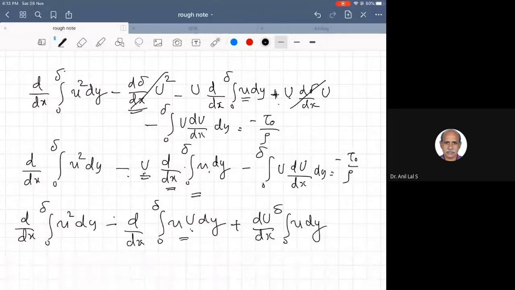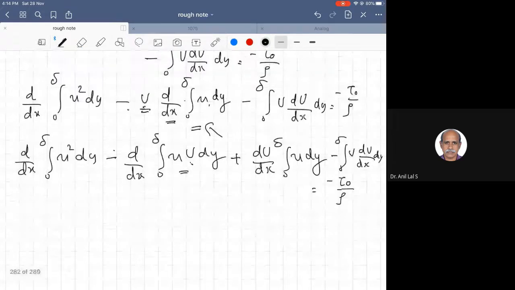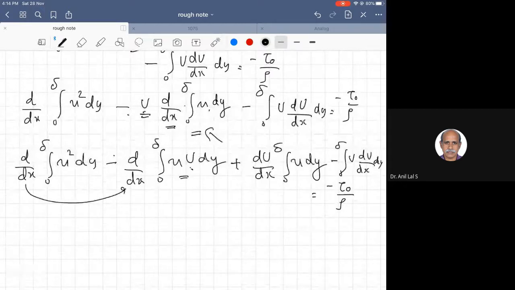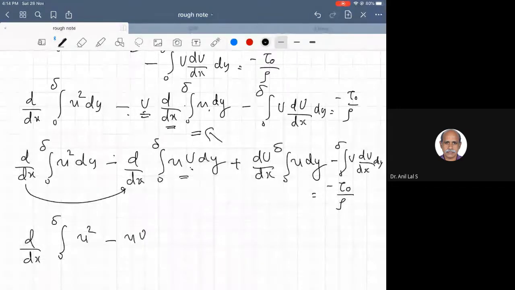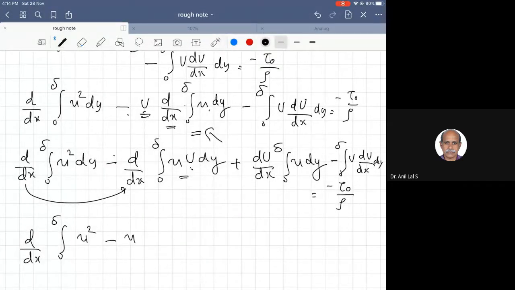So the differentiation of u gives an extra term, with this taken as constant, so without differentiation. These two terms together will bring this term. Then minus the integral from 0 to delta of capital U du by dx dy is equal to minus this. We have almost reached. Now this d by dx and this d by dx will combine: d by dx of the integral from 0 to delta of u squared minus u capital U, into capital U dy.